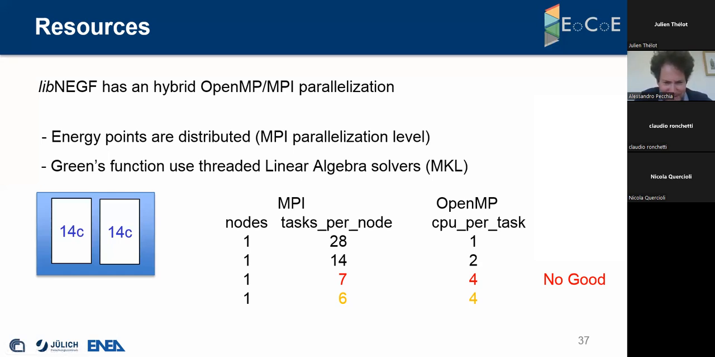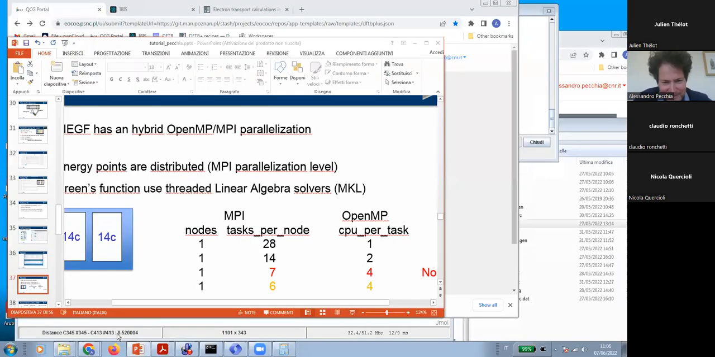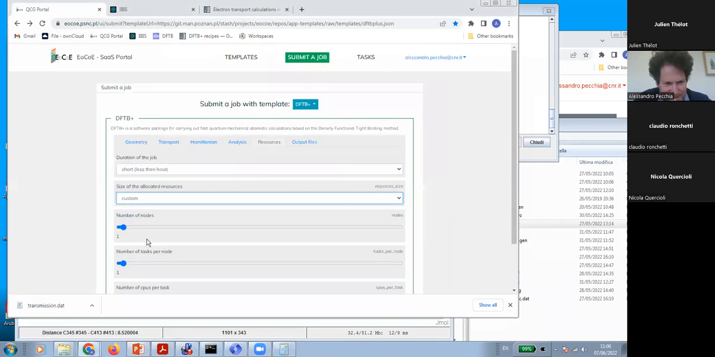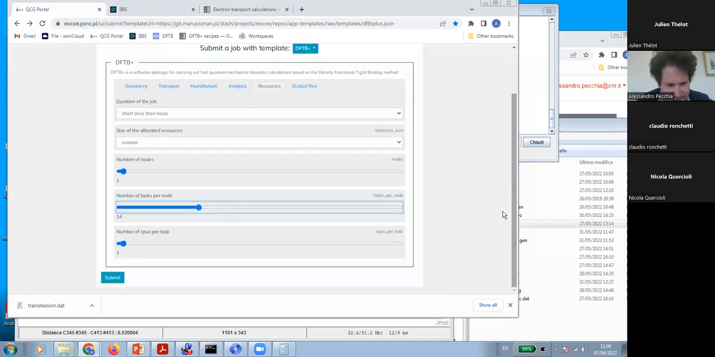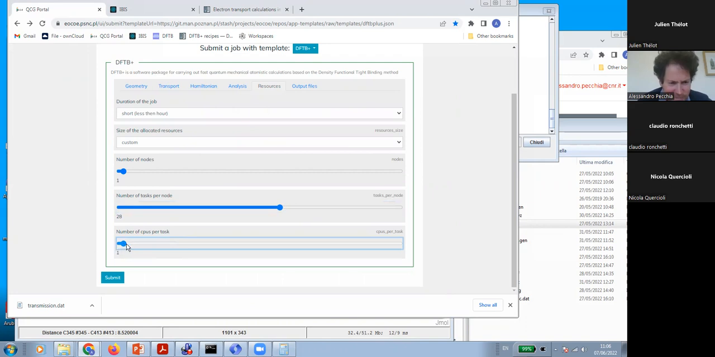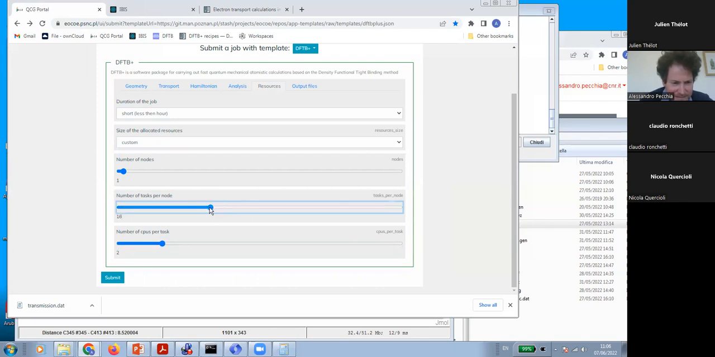I tend to like the 2x24 cores of Yuli, for instance, because there you have a lot of possible combinations. This calculation runs fine on one node, and then we put 14 tasks per node and two CPUs per task. As I said, you can also put 28 and then one. I think they run in practically the same time. 28 and one, or 14 and two, should run more or less in the same time. You can try. The code doesn't really work on hyperthreading because it's quite memory bound. There is a lot of bus demand, so don't put too many threads. You need just one task per core, and that's good.